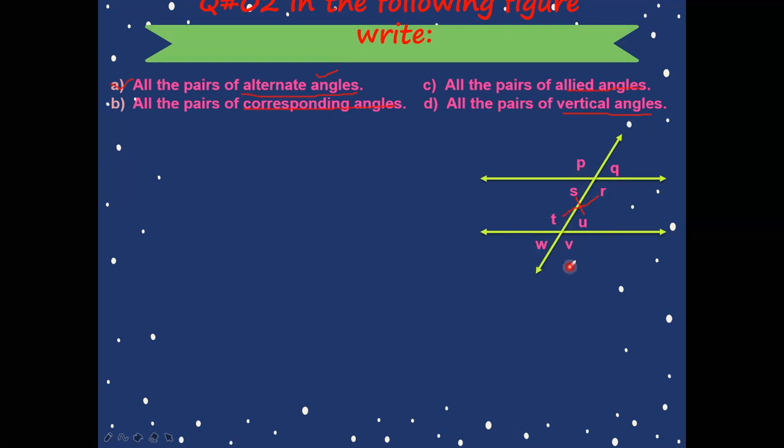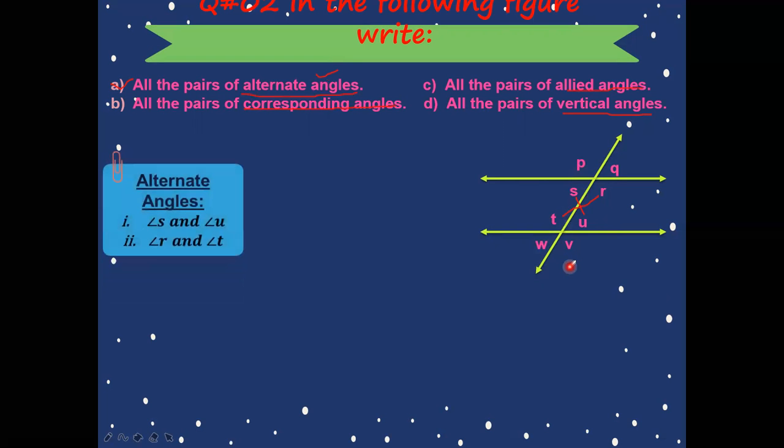T are alternate. So how will you write it? You will write it down in this way. First, you will write down the heading of alternate angles, and then you will write angle S, where you have to draw the symbol of angle. So the first pair of alternate angles is angle S and U, and the second pair of alternate angles is angle R and T. And as you know, there are only two pairs of alternate angles in the Playfair axiom. Okay, so the first pair is S and U and the second pair is R and T.